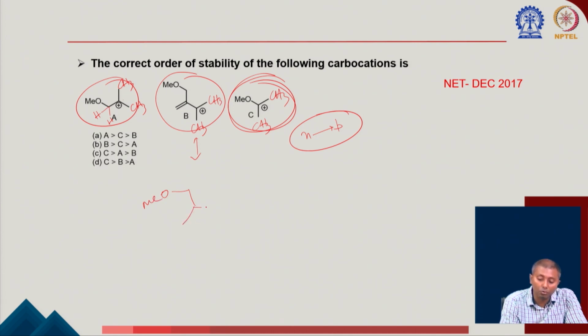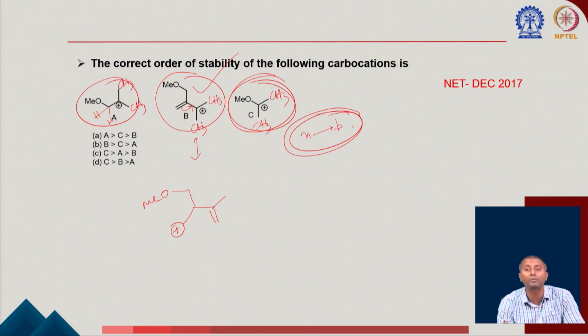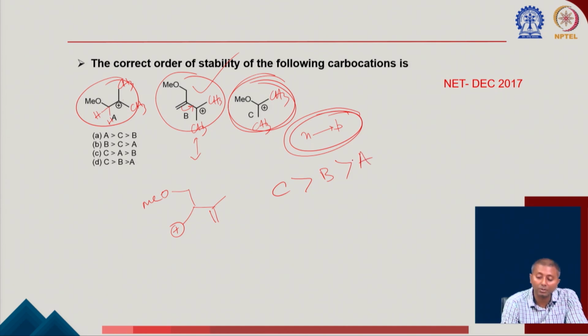So you can try to draw them like this, that it can come here to get stabilization. So there is a resonance stabilization for B. In case of C, you are seeing the very important stabilizing factor is the non-bonding electron is given to the vacant p orbital. So that's why the C will be way more stable compared to B and compared to A, which has only the hyperconjugation. So that's why the answer will be D.